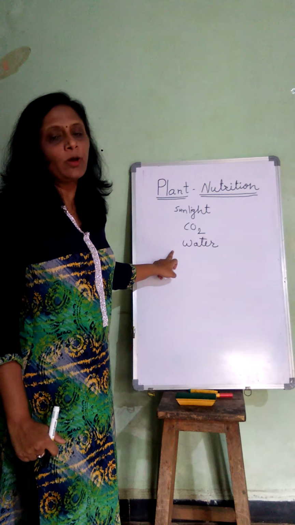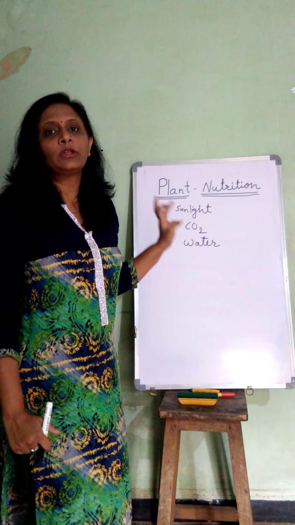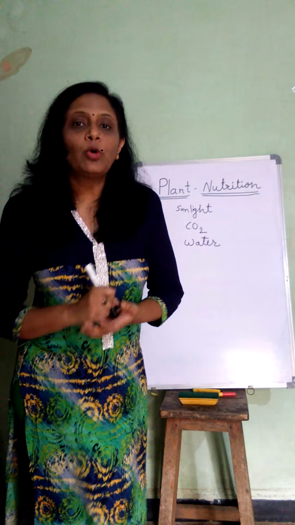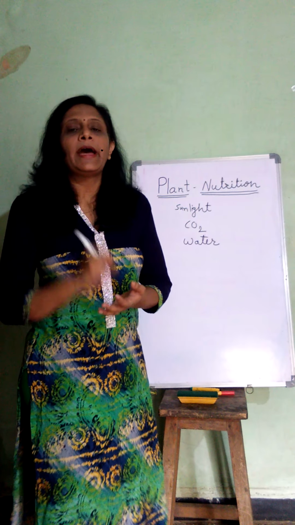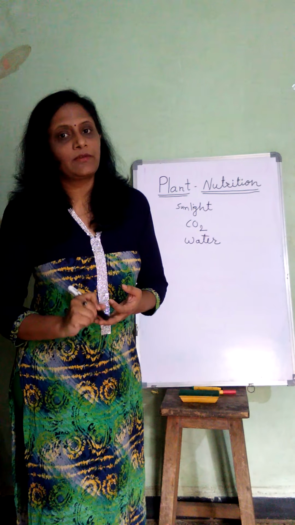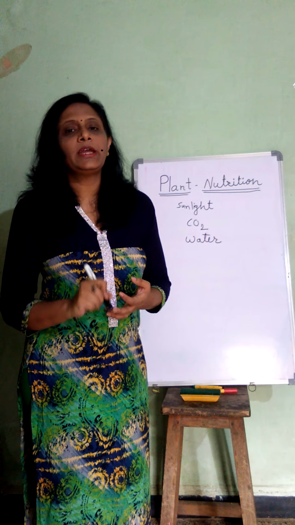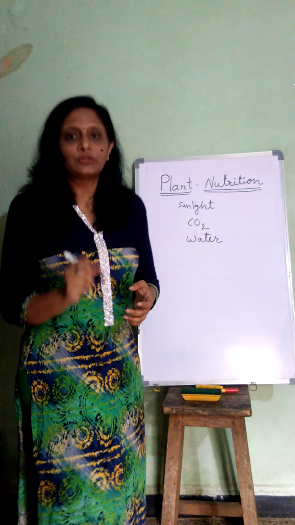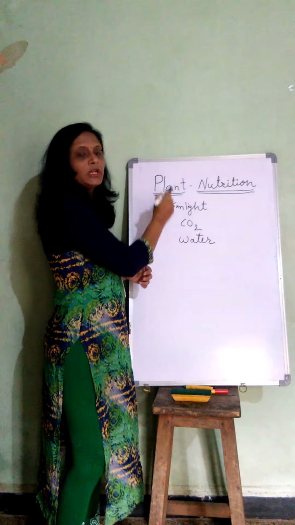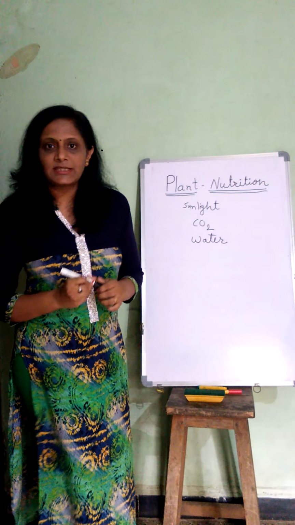Then water is absorbed by the roots from the soil and then it reaches the leaves for the process of preparing their own food. So this process of preparing their own food by the plants is called photosynthesis. We already have studied about this in standard 7, even in standard 4. You are already well known about this process. So the process by which plants prepare their own food using sunlight, carbon dioxide and water is called photosynthesis.